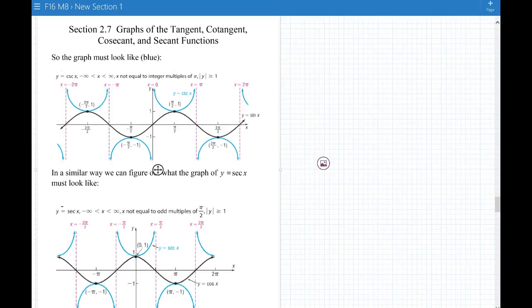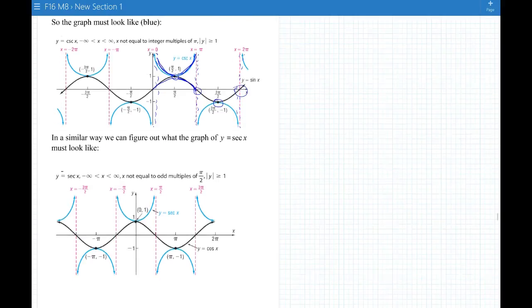And you see that everywhere the sine graph has 0, the cosecant graph has a vertical asymptote, and so on. Everywhere the sine graph is at 1, the cosecant graph must also be at 1. Where the sine graph is increasing, the cosecant graph must be decreasing. Where the sine graph is decreasing, the cosecant graph is increasing. And when the sine is -1, the cosecant is -1, because the reciprocal of -1 is -1.